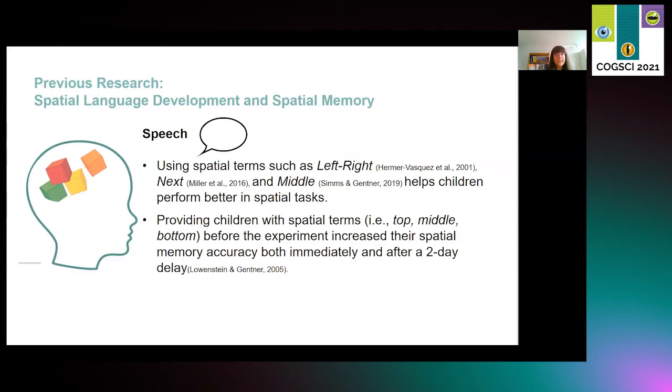However, this study lacks evidence as to whether the use of spatial terms by children themselves relates to their spatial memory accuracy.